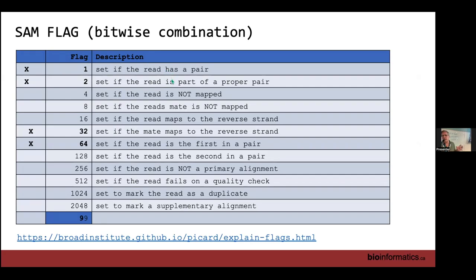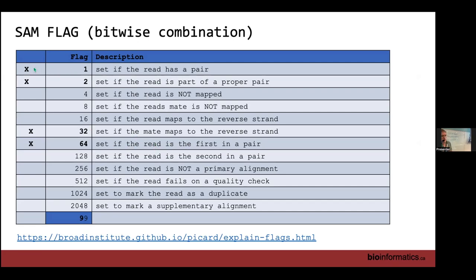A proper pair really describes two reads that are within a certain distance of each other. You could have two reads mapping to totally different locations in the genome. That's not unexpected. We're having short fragments. We expect them to be within a certain distance of each other, and a certain orientation as well. So the read could be marked as being a proper pair. In this case, it looks at the other read in the pair, where that's mapping to, and marks if the read is the first or the second in the pair.